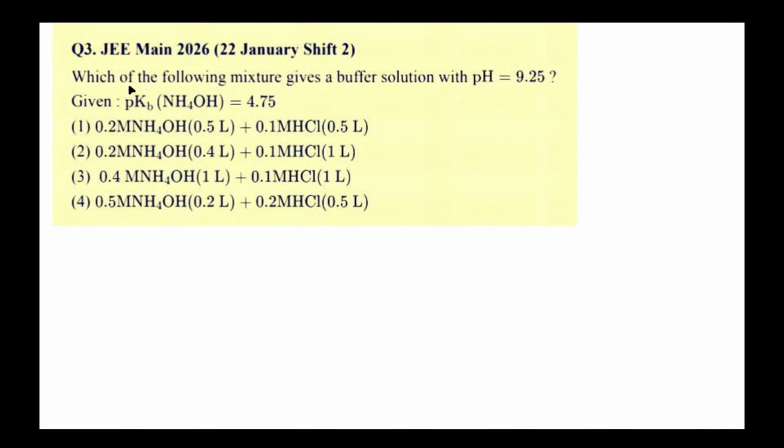The next question is, which of the following mixtures gives a buffer solution with pH 9.25, given pKb of NH4OH is equal to 4.75. So from this pH value we find out pH is 9.25, that is more than 7. That's why what type of buffer is this? This is a basic buffer solution. In a basic buffer solution the pH is greater than 7.